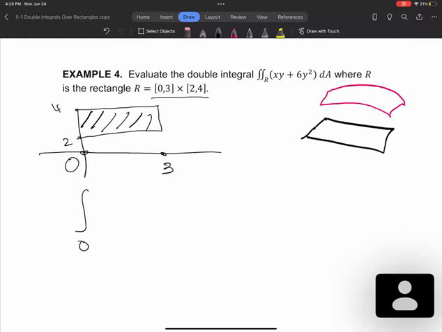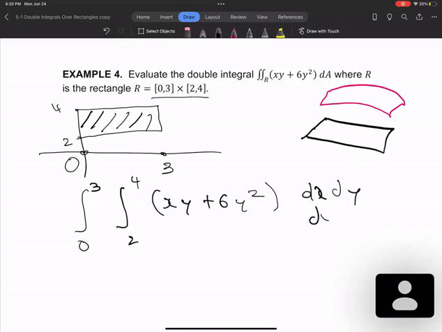An integral between 0 and 3, and an integral between 2 and 4, of x y plus 6 y squared. So question, what should I put first? Should I put dx dy or should I put dy dx? So 1 or 2? How should I write that down?